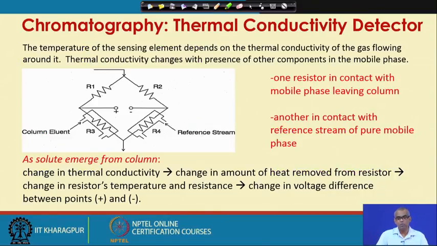First, let us talk about thermal conductivity detector. The temperature of the sensing element depends on the thermal conductivity of the gas flowing around it. Thermal conductivity changes with presence of other components in the mobile phase. So, first thing to note that the temperature of the sensing element depends on the thermal conductivity of the gas flowing around it. Please note that we have talked about this when we discussed temperature measurement. Thermal conductivity changes with the presence of other components in the mobile phase.